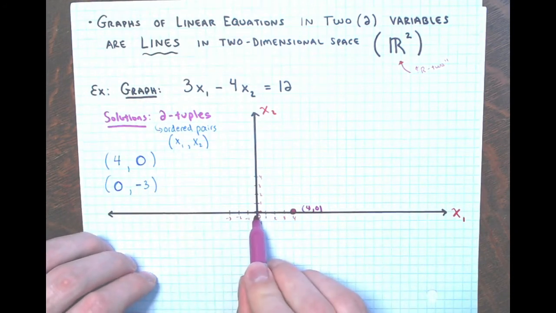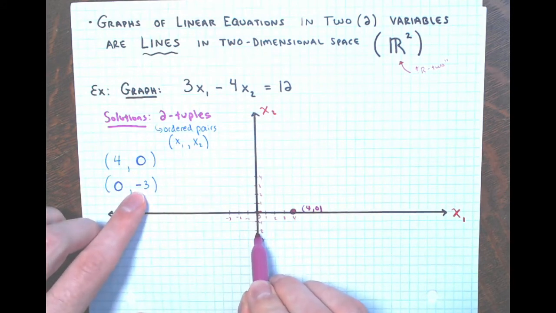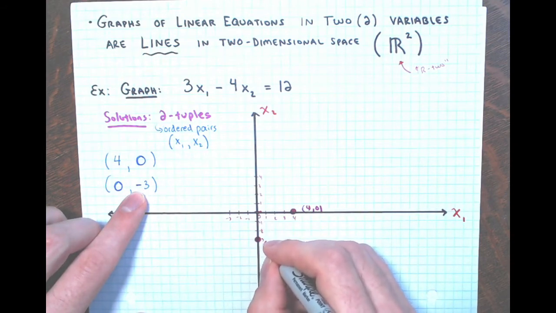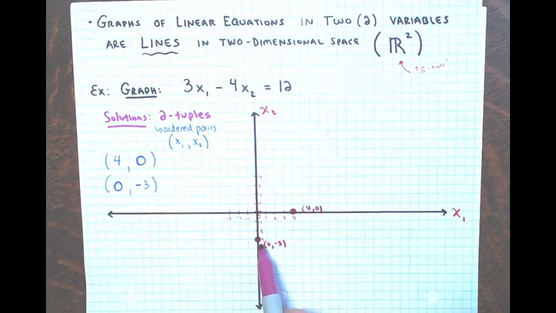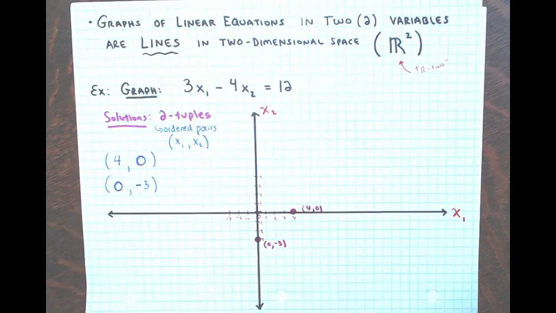All right, so then I plot this one. 0 on the x1 axis, so I'm in the middle here, and then -3 on the x2 axis, so down 3. This point corresponds to both of those. There's 0 on the x1 axis, and then -3 on the x2. That's the only point that's in line with both of these numbers. I mentioned to you that the graphs of these are going to be lines in R2, lines in two-dimensional space. And to graph a line, you only need 2 points.